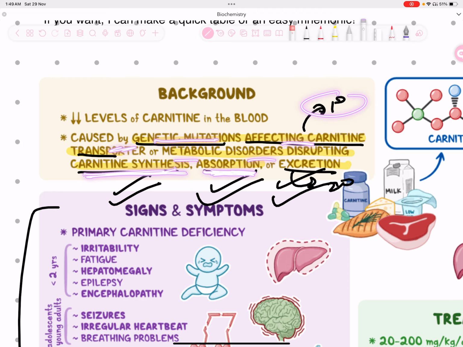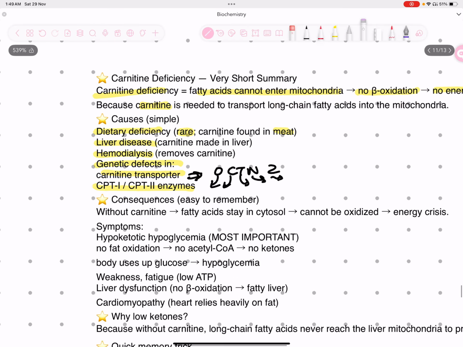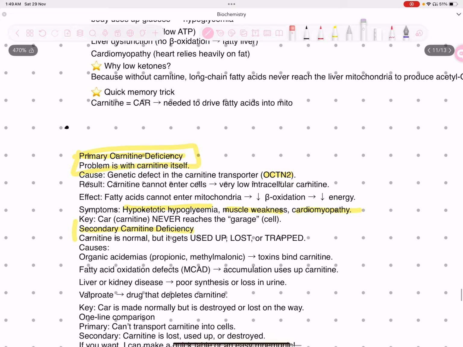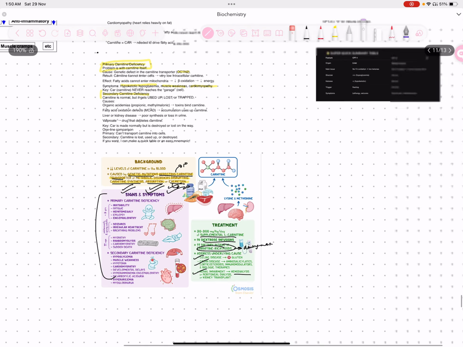What could be the factors for absorption? Let's just go back and have a look. Absorption would probably be affected because of these enzymes, or there could be other reasons as well. And then how about excretion? That's because of kidney disease.